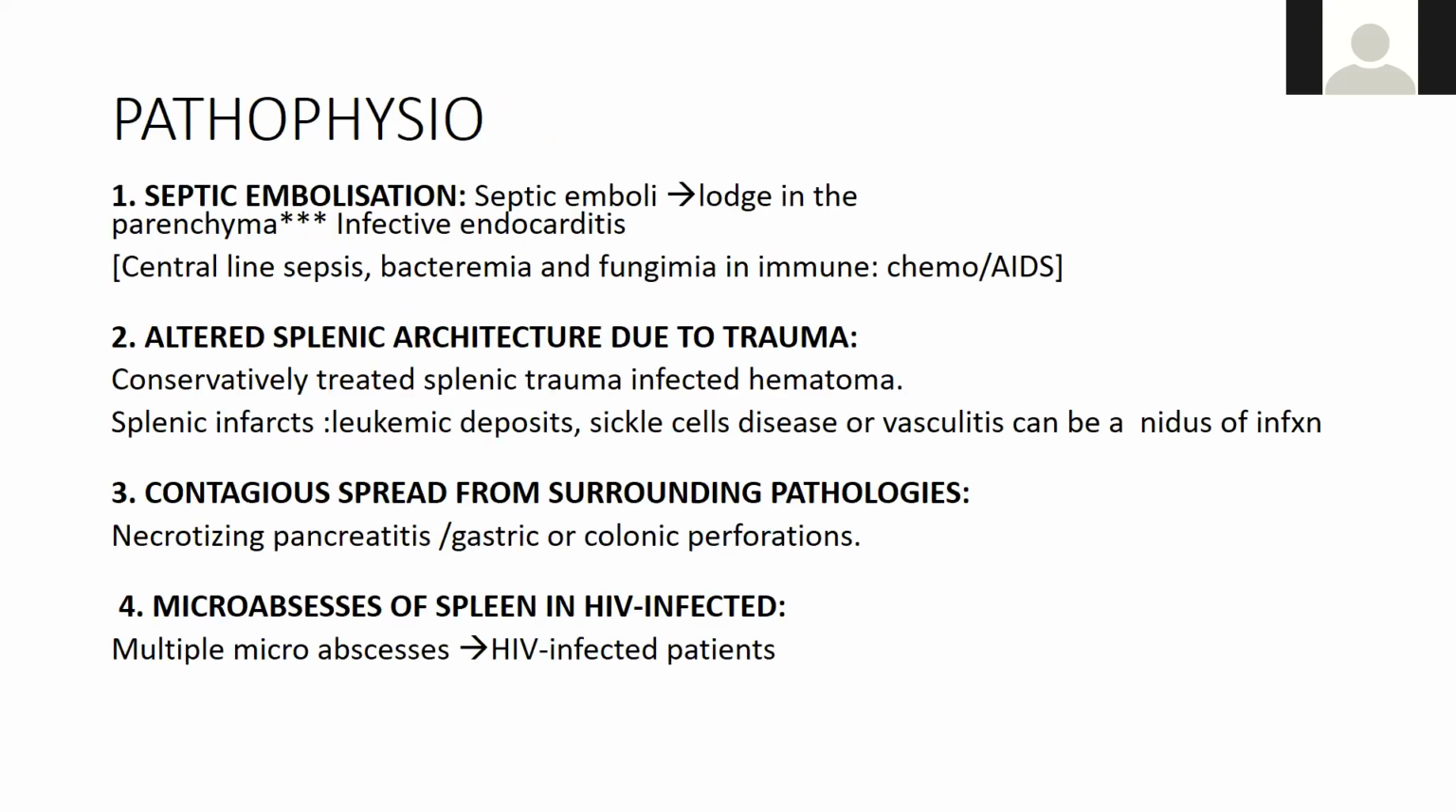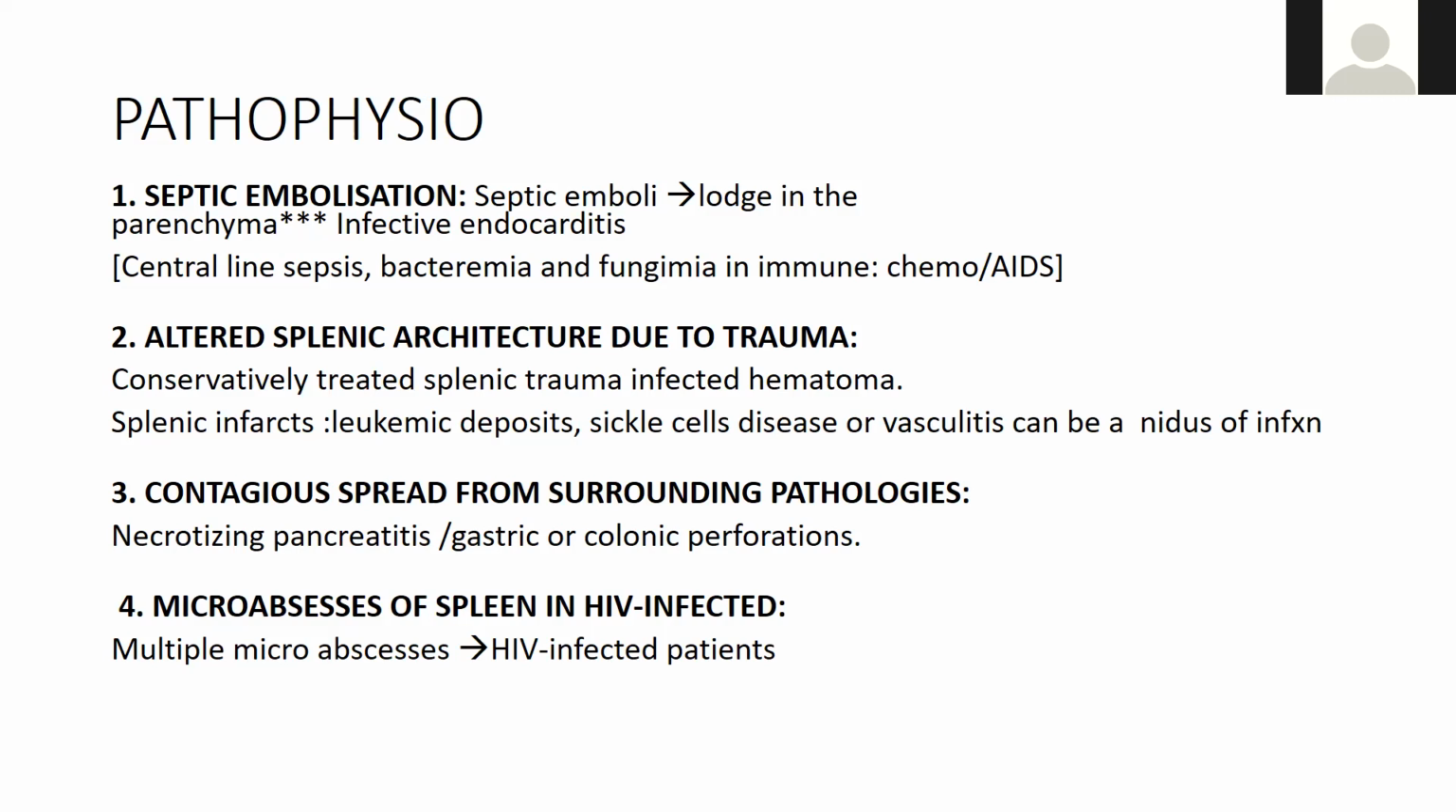So knowing the risk factors leads you to the pathophysiology of how these risk factors actually link up to form splenic abscesses. The most common pathophysiology, seen in infective endocarditis, is through septic embolization. So you have septic emboli from the vegetation of infective endocarditis. This enters the bloodstream and then lodges in the parenchyma of the spleen.